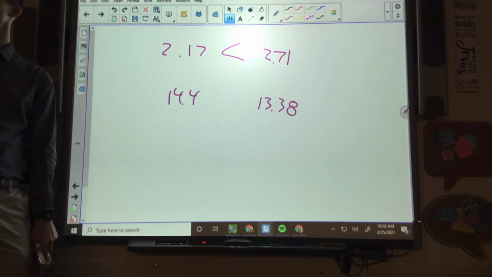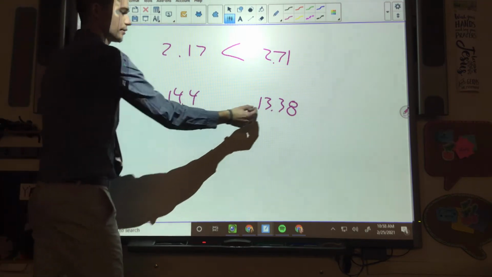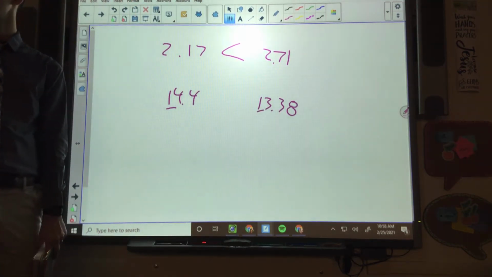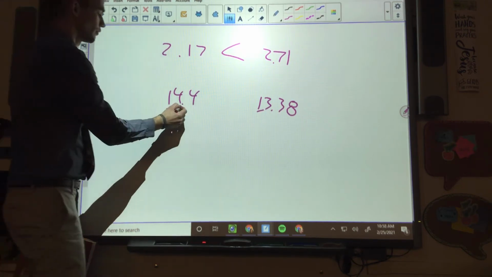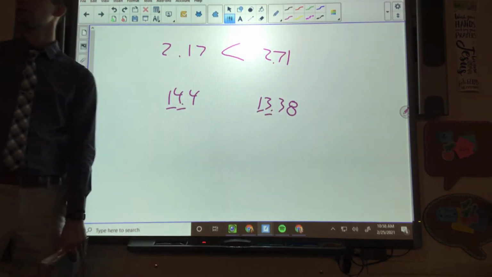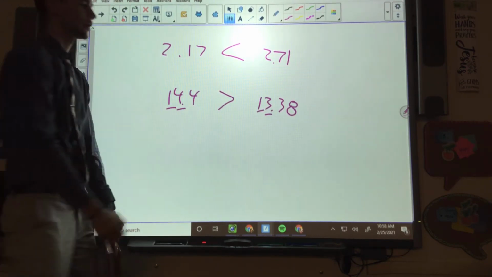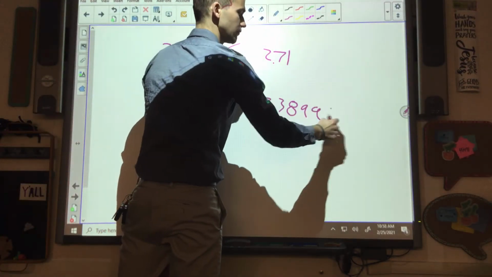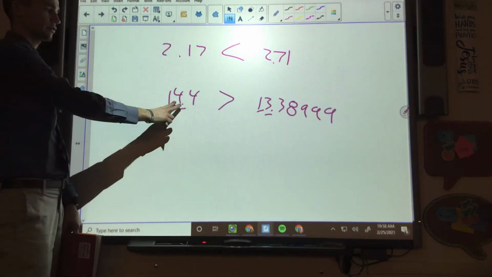So what's the first number that you should look at in both of these? The first number? 1 and 1. Which one's greater? They're equal. Next, 4 and 3. Which one's greater? 4. Automatically. It doesn't matter what you put after this. You could put a million 9s after that. It doesn't make it greater then. The only thing that matters, look at the tens value.